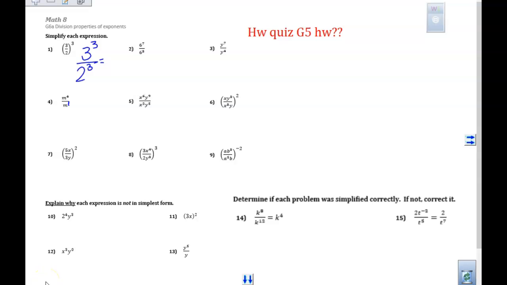What should I be doing in number 4 as I look at that, Jared? I'm going to subtract those. So I should be looking at m to the third, right? So I'm going to have m to the third.